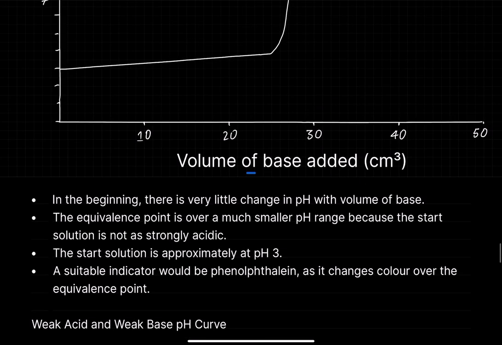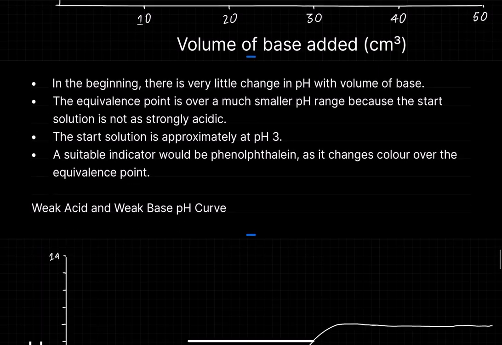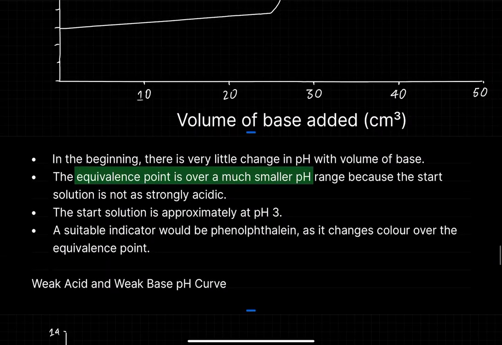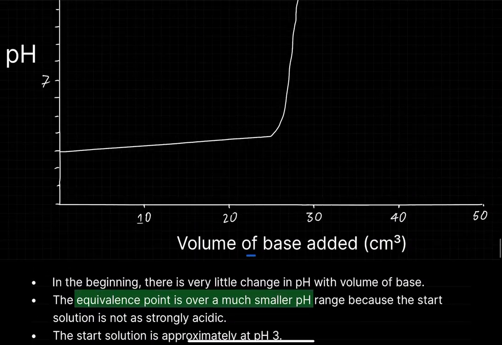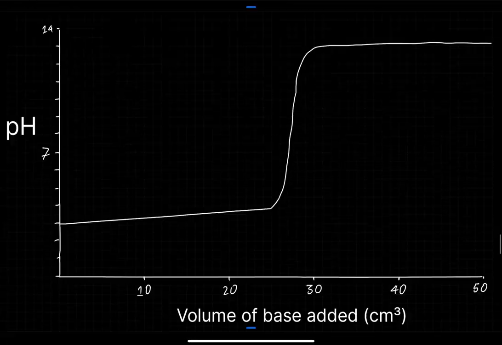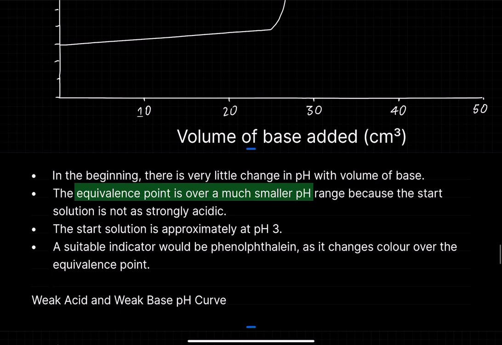The key point here, in terms of similarity, is that the equivalence point is over a much smaller pH. That's the same as the other graph, right? But the only difference here is that it's not strongly acidic. So just the other way around: where in the previous one we were using a weak base, here we're using a weak acid. So the start solution is approximately pH 3, which is quite high for an acid.